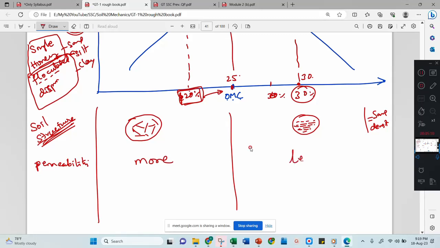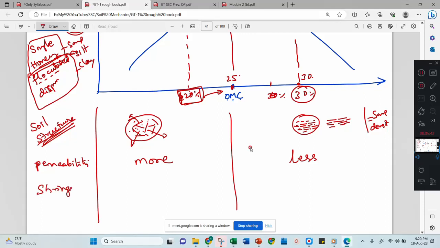The answer is dry side more will be there and wet side less will be there. The answer is just here in the slide. See here, flocculated structure means you can see some voids more here. Therefore, water will pass very easily. Here, dispersed soil structure means one clay particle over another clay particle. Therefore, the space will be very less here. Therefore, less permeability.